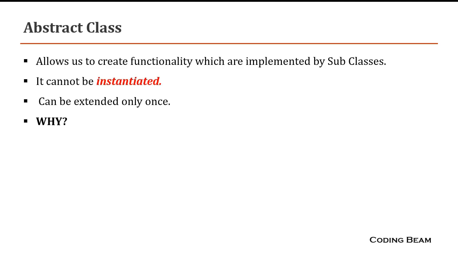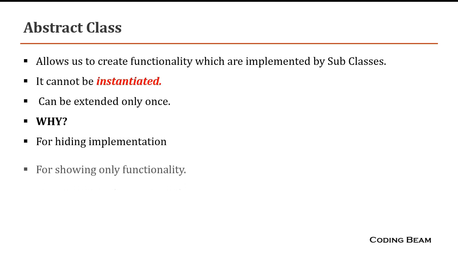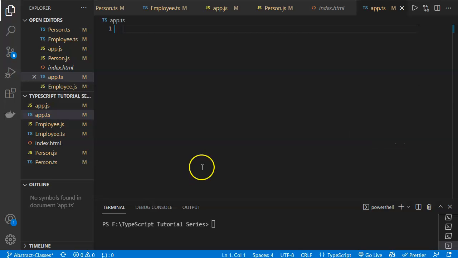But why do we need abstract classes in TypeScript? For hiding the implementation and only showing the functionality, we need the abstract class. It allows us to define the functionality but not the implementation, and the implementation is done by the subclasses. So this is the concept of the abstract class. Now we will see an example of the abstract class in TypeScript.